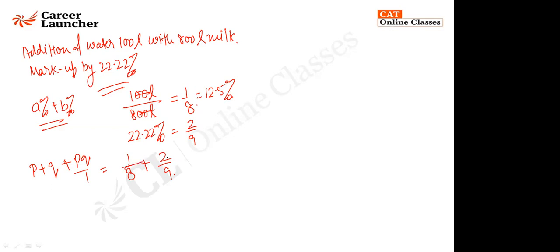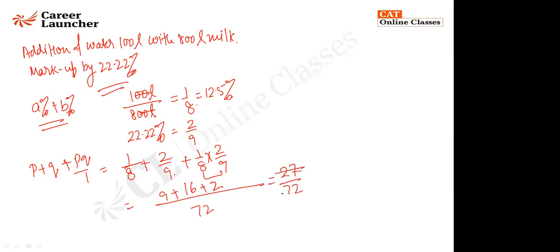So I'll say first is 1/8, second is 2/9, so 1/8 into 2/9. What I'll do is take the LCM of the denominators as 72. I'll write 9, and multiply this by 8. 8 2s are 16 plus 2, so that is 27 by 72 is the value. 9 3s are 27 and 9 8s are 72.